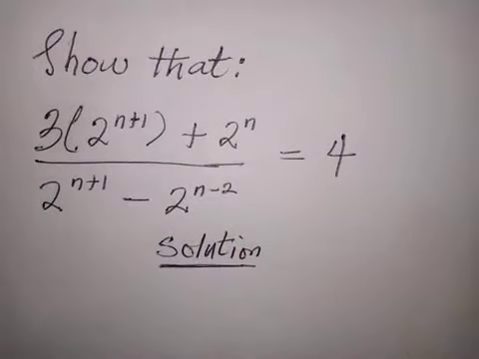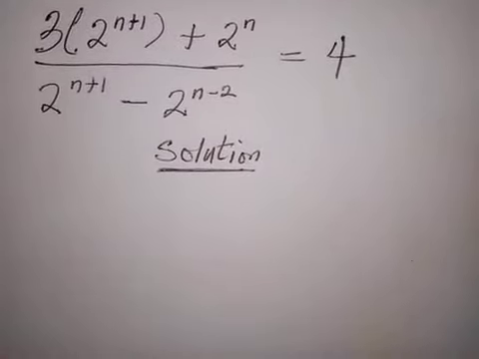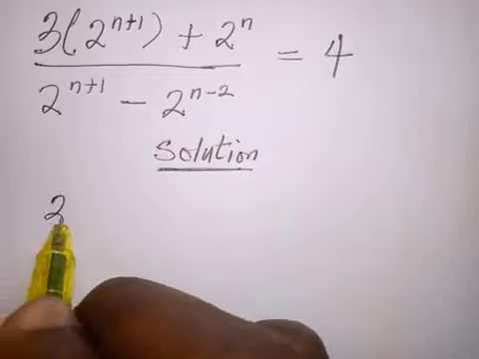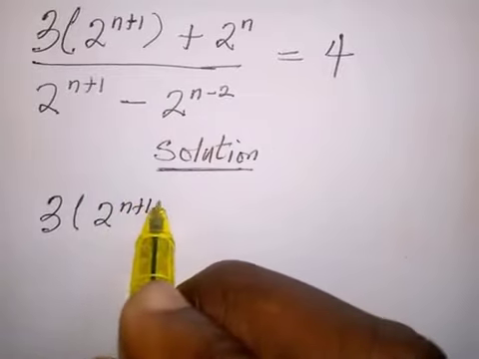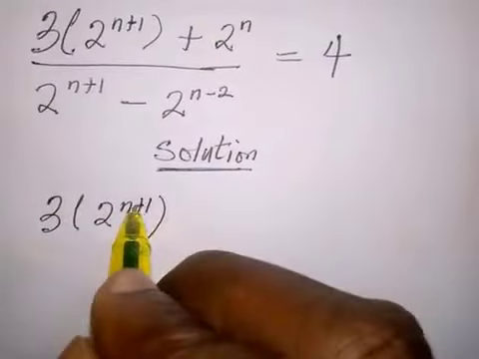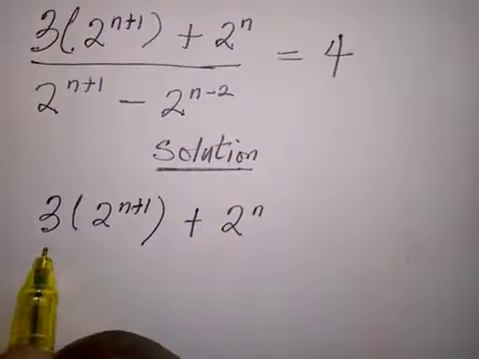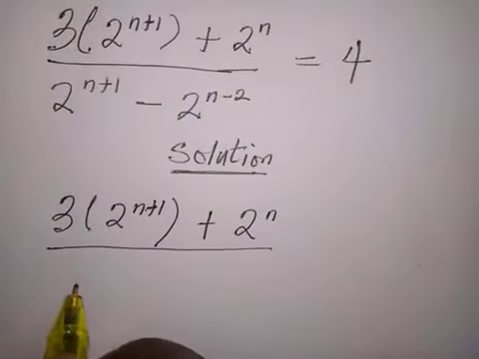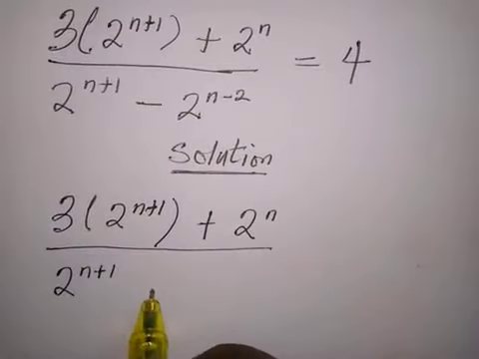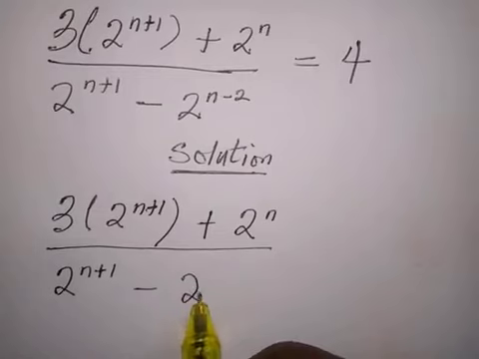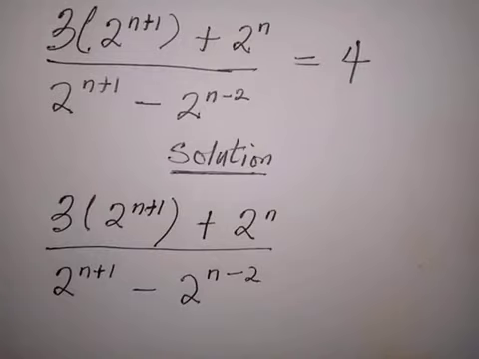Solution to the equation. From the left hand side of the equation, we have 3 into bracket of 2 raised to power of n plus 1 plus 2 raised to power of n, divided by 2 raised to power n plus 1 minus 2 raised to power n minus 2. We want to show that the left hand side of this equals 4.